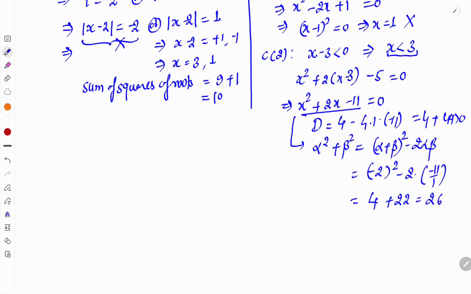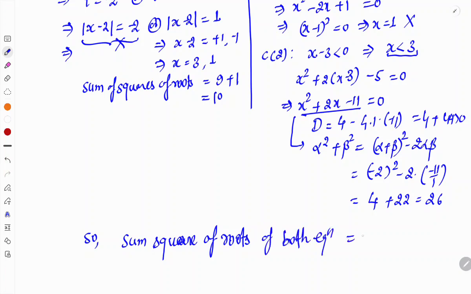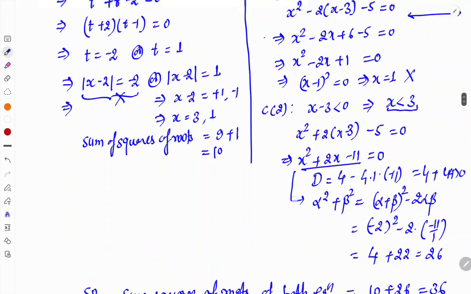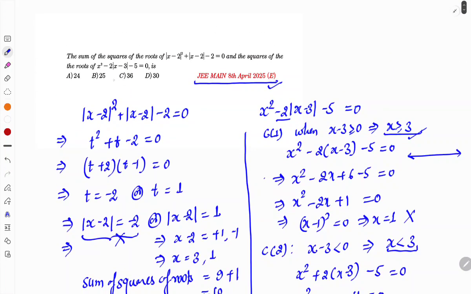So the sum of squares of roots of both equations is 10 + 26, which equals 36. That is the answer. So you see which option is correct: we are getting option C as the correct option. We'll meet very soon in the next question.